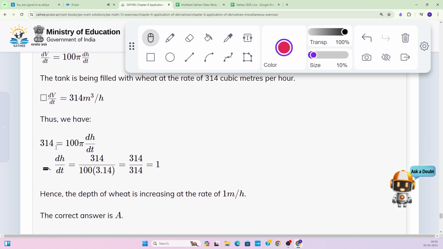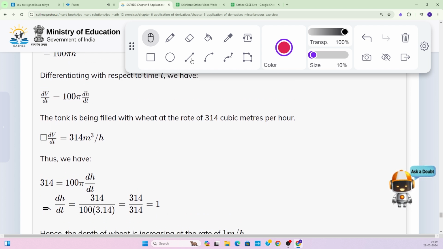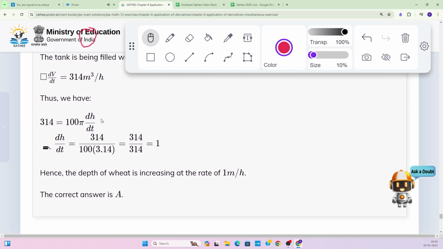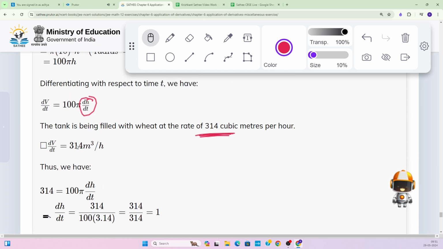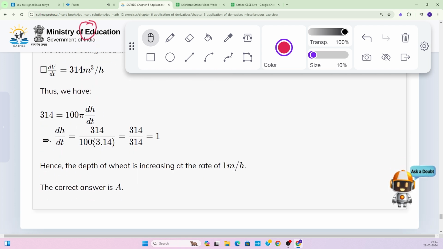Sorry, I think I have misinterpreted it. What we are given is the volume rate with respect to time, which means dV by dt is already given as 314 meter cube per hour. We have to find dh by dt. So putting dV by dt equal to 314, you will get your dh by dt as equal to 1.